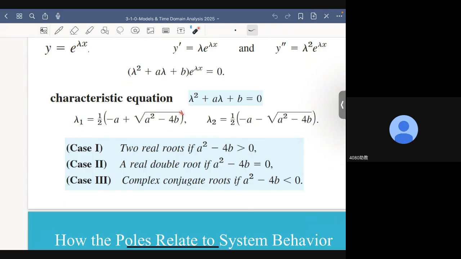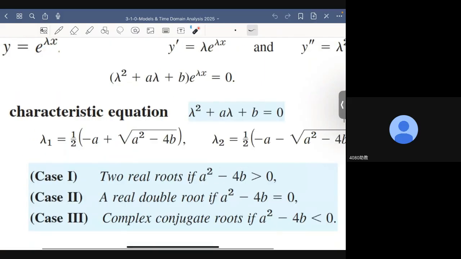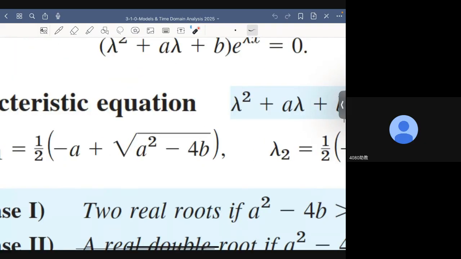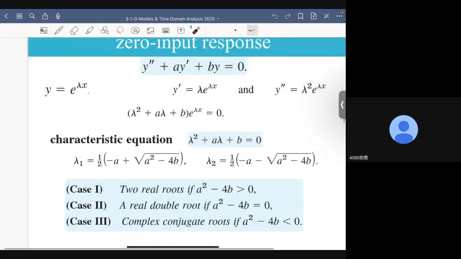Now, lambda actually has two possible values. This is one of them, this is the other, okay? The solution of these differential equations can be divided into three cases, depending on whether the difference between a squared and 4b is larger than 0, equal to 0, or smaller than 0. Because if it is larger than 0, we will have two real roots, lambda 1 and lambda 2. Both of them are real numbers.